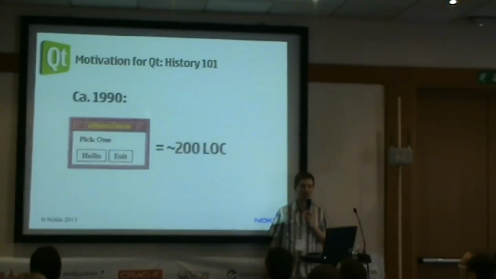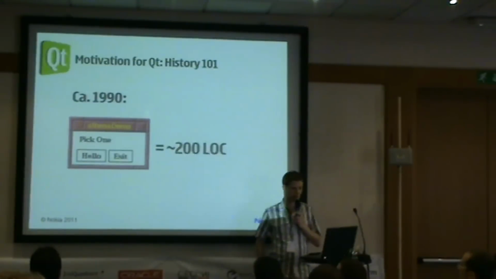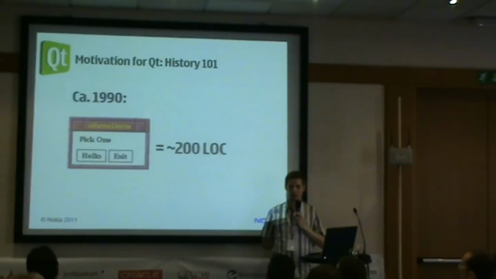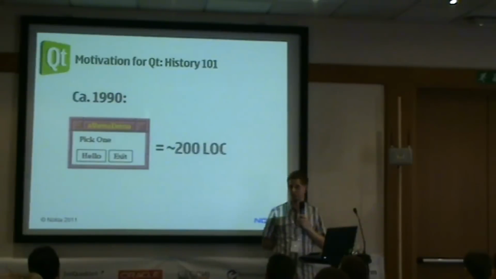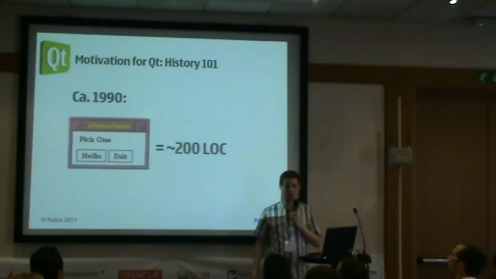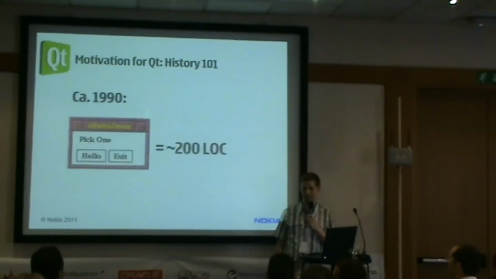So what was the reasoning behind Qt? Why was it started? In the late 80s and early 90s, the then available widget sets or user interface toolkits were really primitive and awful to use. This screenshot is of the Athena widget set, made at MIT, and it was really ugly. The applications looked horrible, and they required a lot of code. A simple Hello World application required more than 200 lines of code, and still looked bad.